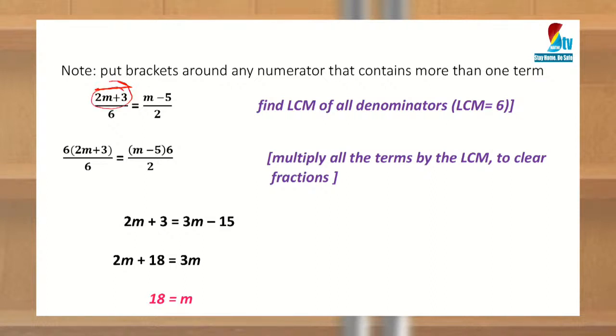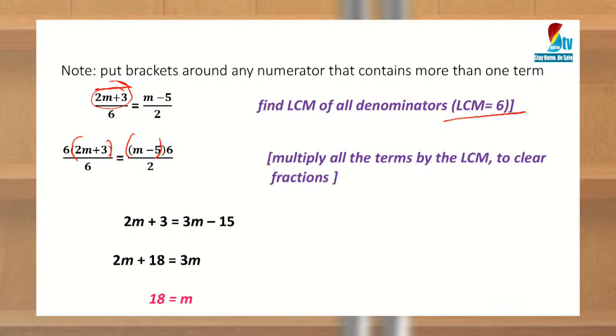2m plus 3, this is just a numerator with 2 terms. So it means that I am going to put brackets around any numerator that contains more than one term. Here are the brackets. I put brackets and then I multiply by the LCM. What is the LCM of 6 and 2? The LCM is 6. The lowest common multiple of 2 and 6 is 6.